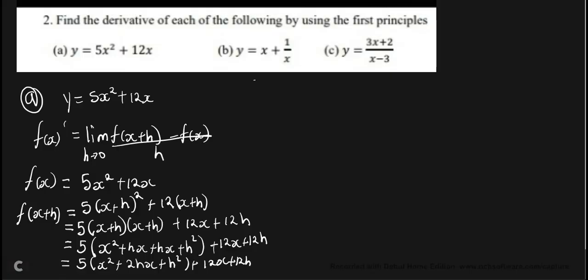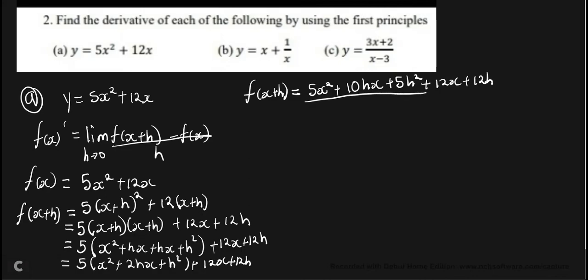Then meaning that your f of x plus h will be 5x squared plus 10hx plus 5h squared plus 4x plus 4h. So this is your f of x plus h.